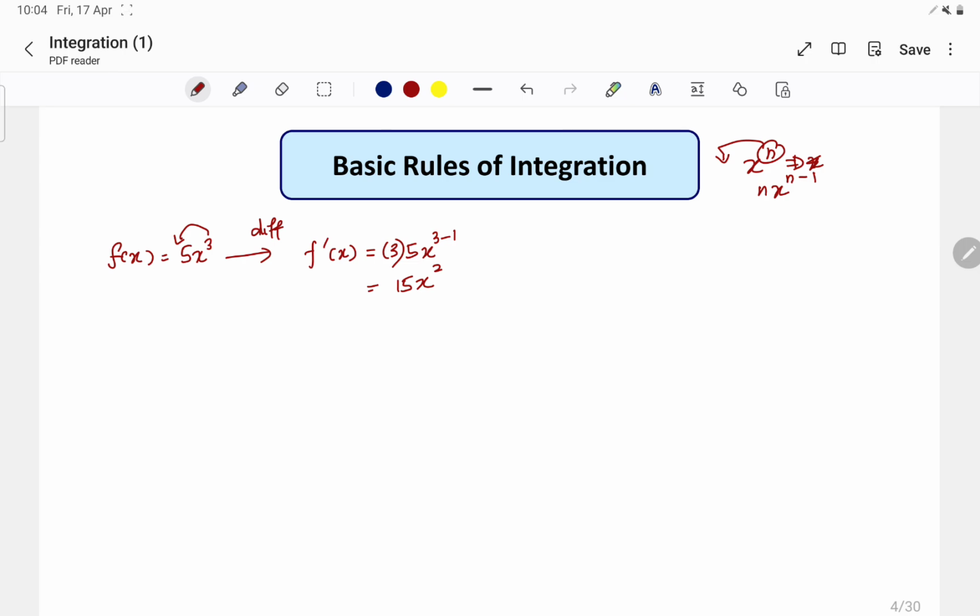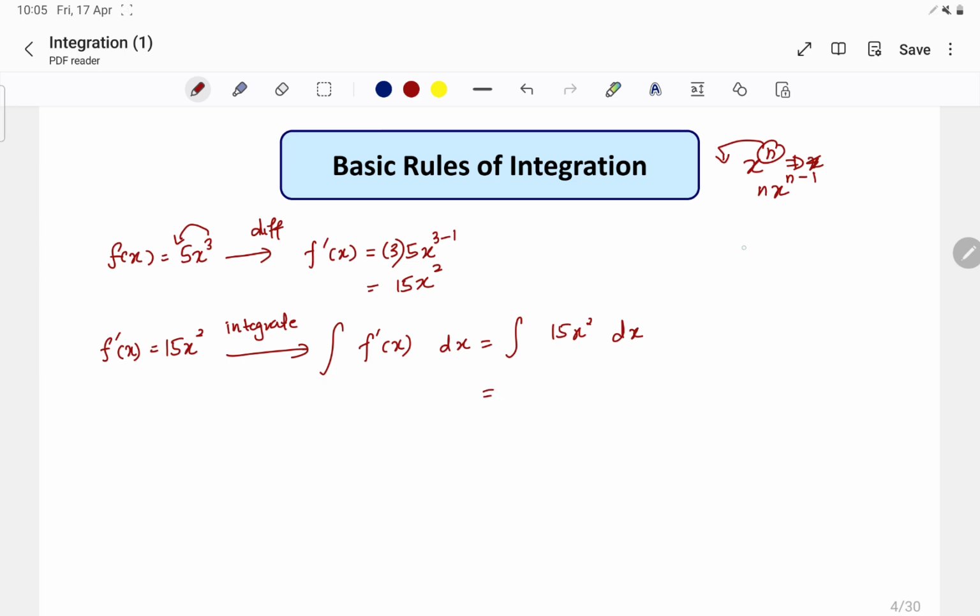Now let's say I have the function 15x squared from just now, and I want to integrate it. What I have to do is put this curly symbol and dx at the back, to show that we are integrating with respect to the variable x. So f'(x) is 15x squared, and we integrate it with dx.